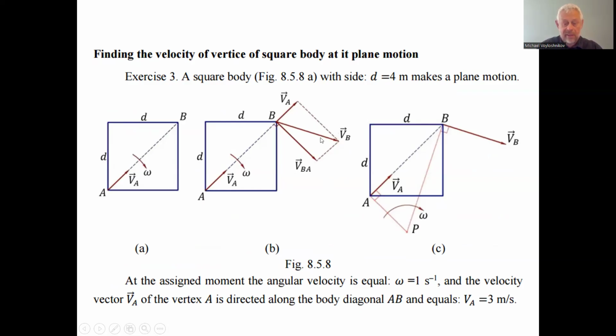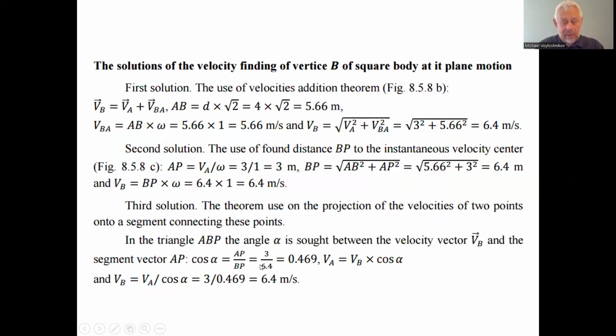The angle is the same as this one. So we can find VB, with the VA being the same as the projection on the same line of these points. Having the cosine as 0.469, we can find that VA equals VB times cosine alpha, and dividing, we find that VB equals 6.4 meters per second, as VA is 3 meters per second.